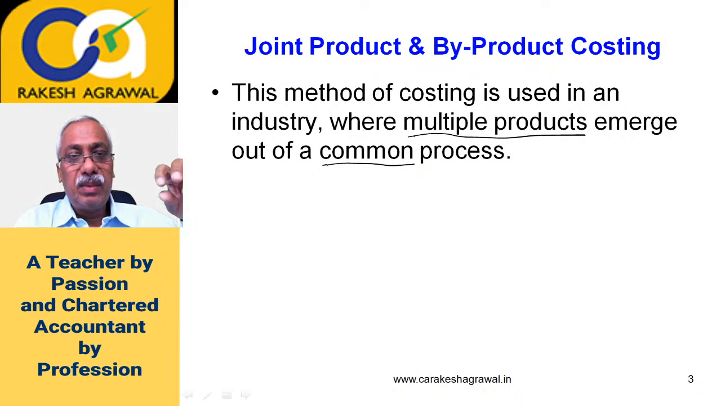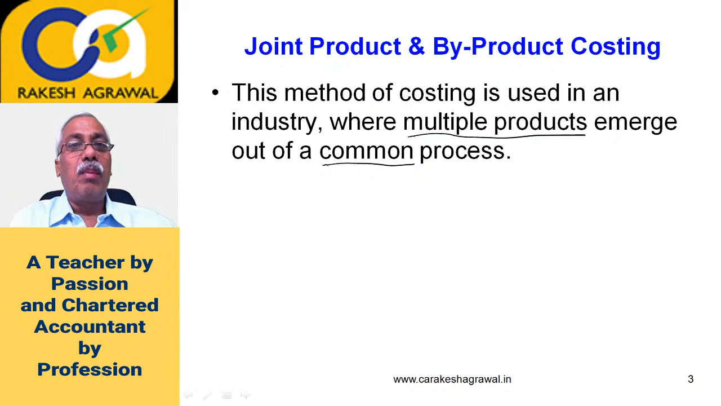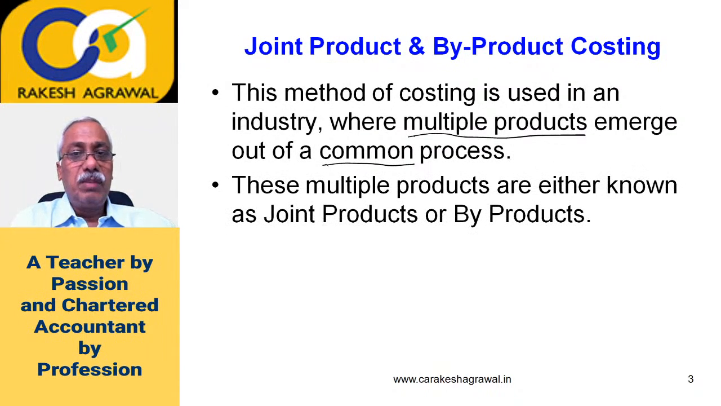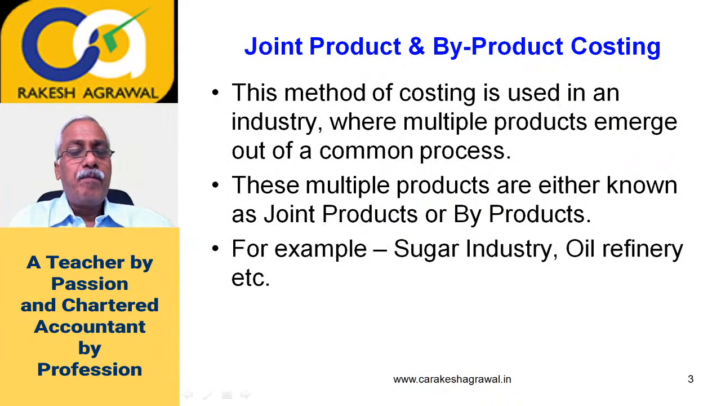So let us say there is one process in which the raw material is getting processed, but the output is not one. Outputs are more than one. Means when there are multiple outputs emerging out of a common process, then these multiple outputs which emerge from a common process are either called as joint products or byproducts. So these multiple products are either known as joint products or byproducts.